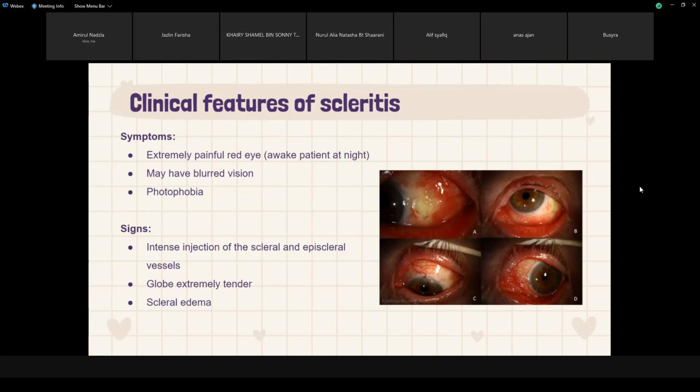So these are the common clinical features of scleritis. The symptoms include an extremely painful red eye, which can wake the patient during the night. And also the patient will present with blurry vision and sometimes photophobia. The signs are intense injection of the scleral and episcleral vessels. Other than that, the patient will have a globe that may be extremely tender and also scleral edema. As you can see in this picture, showing the signs and symptoms of scleritis.